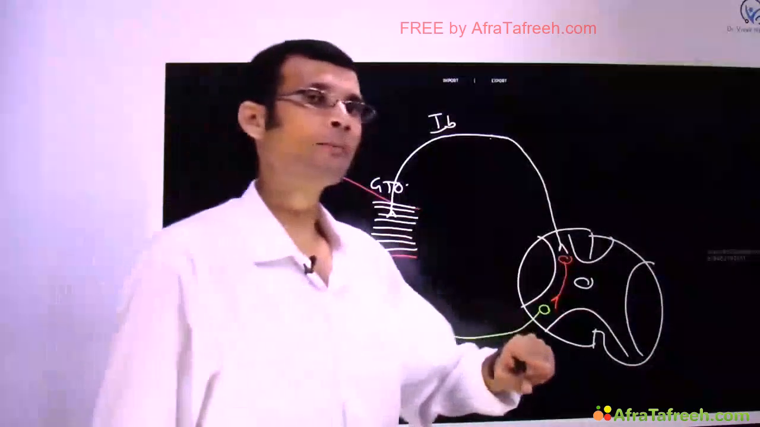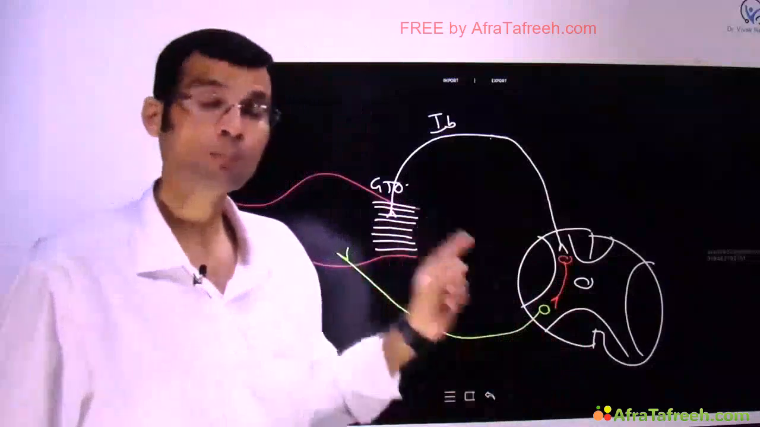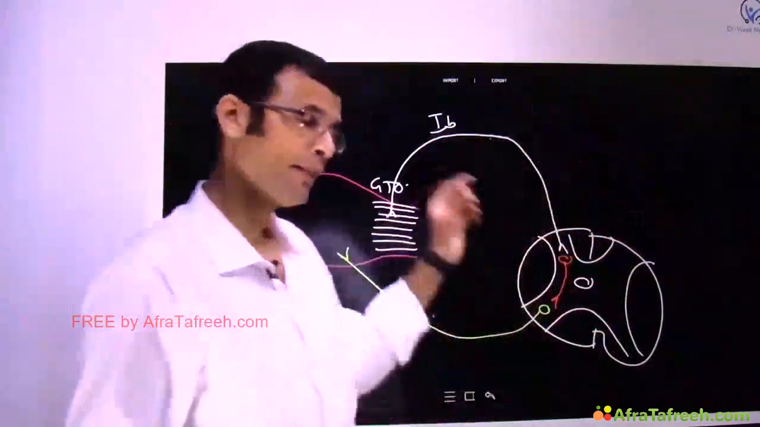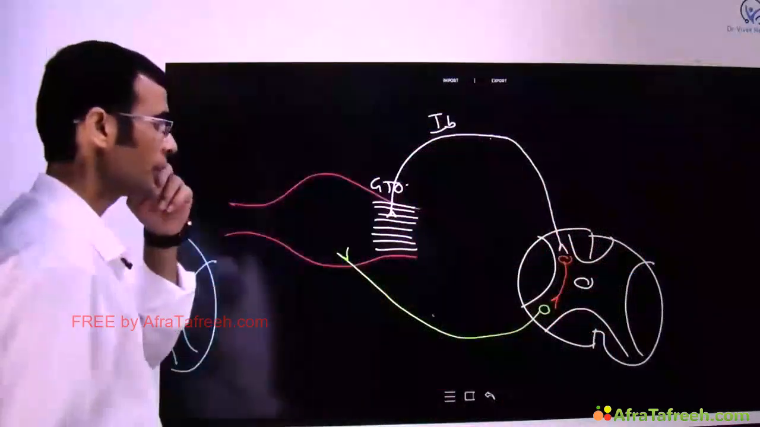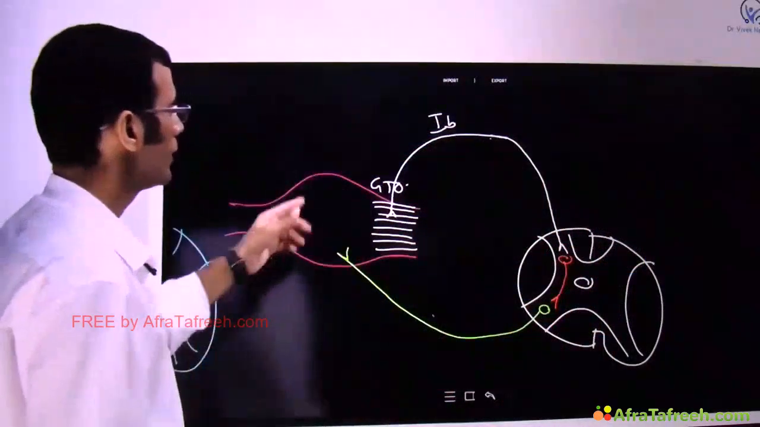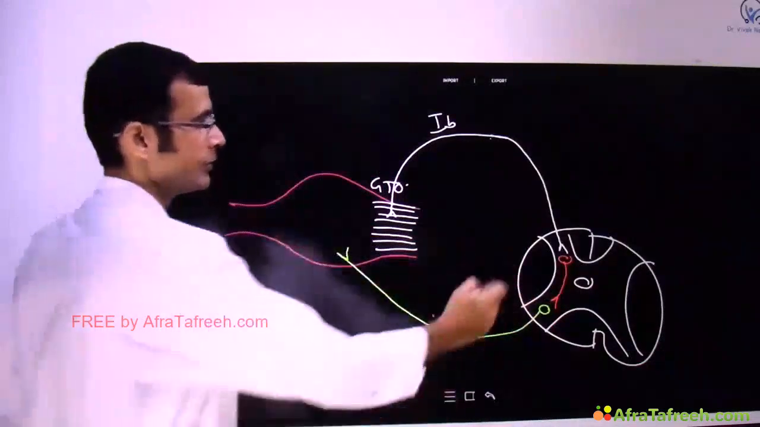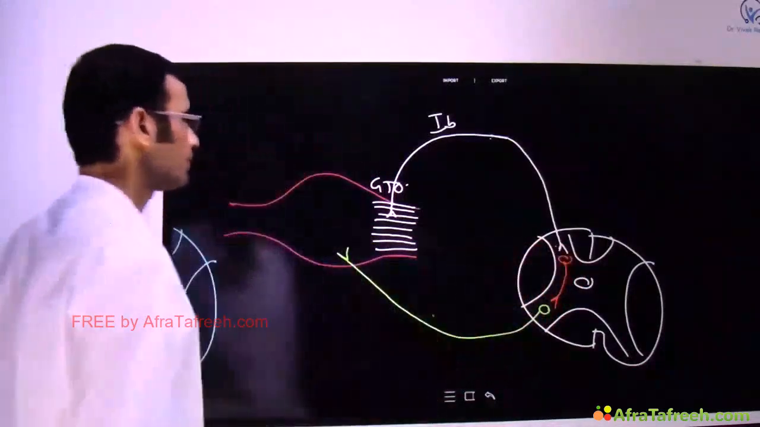Reflex initiated by the muscle spindle was a monosynaptic reflex. There were only 2 neurons and 1 synapse in the case of muscle spindle initiated reflex. Golgi tendon initiated is a disynaptic reflex. As you can see here, there are 2 synapses involved.